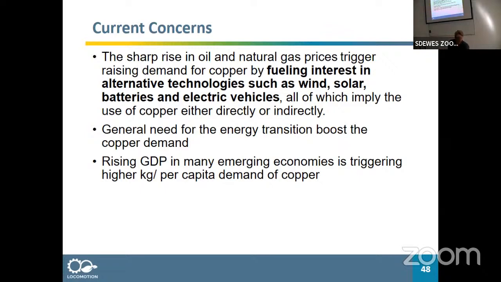The general need for energy transition is boosting this, and rising GDP and the general need for copper are also boosting this. So there are two different kinds of demand coming in. The energy transition one is relatively new, and we have just an idea how quickly this demand will rise.